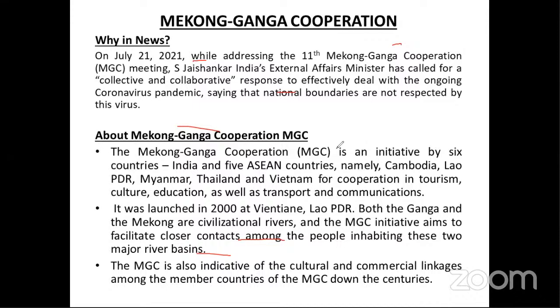On July 21, 2021, while addressing the 11th Mekong-Ganga Cooperation meeting, S. Jaishankar, India's External Affairs Minister, called for a collective and collaborative response. Criticism of a government may lead to distraction of the government from development work.